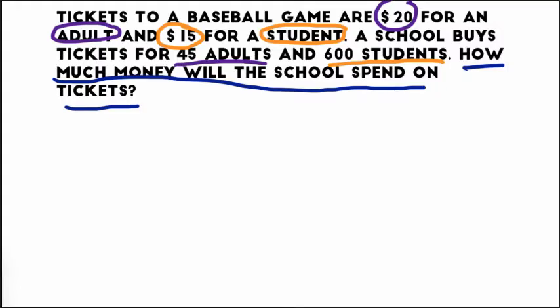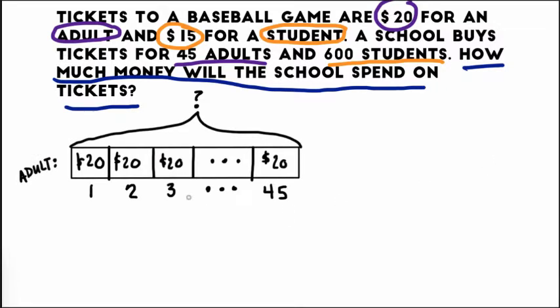We talked about tape diagrams in one of the other videos, and you can go back and check that. I drew a tape diagram. So here's the adult representative of $20. Here's $20, here's $20, here's $20, and so on 45 times, right? That's what it's asking, right?